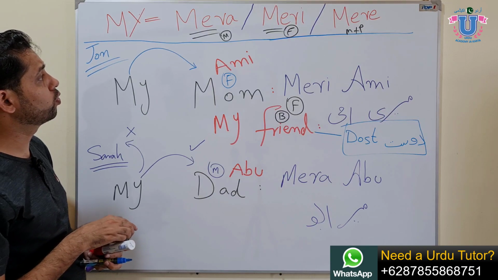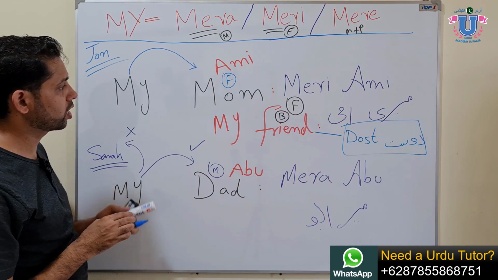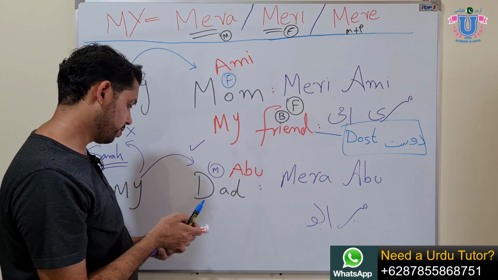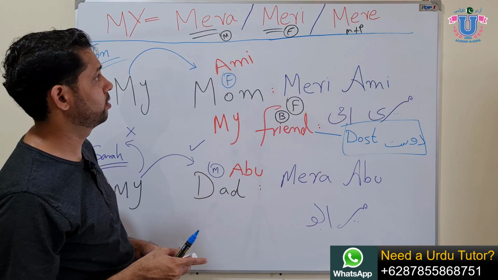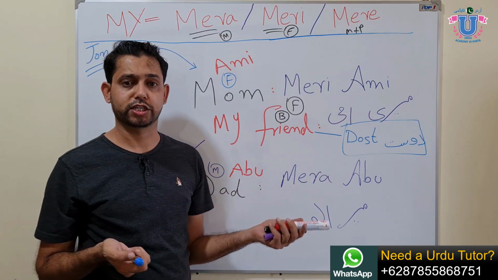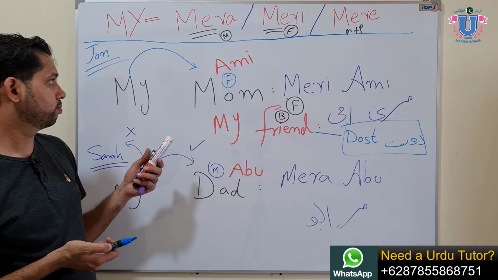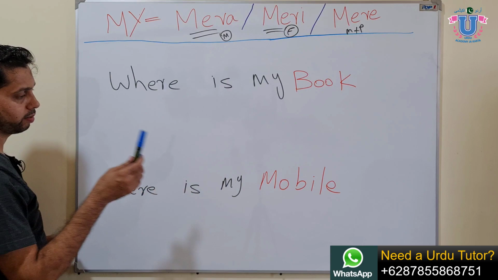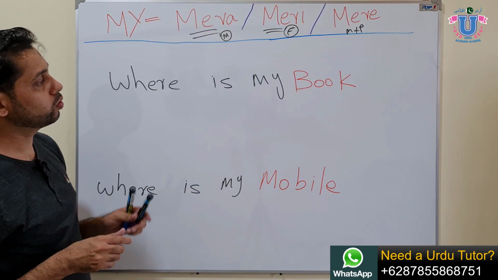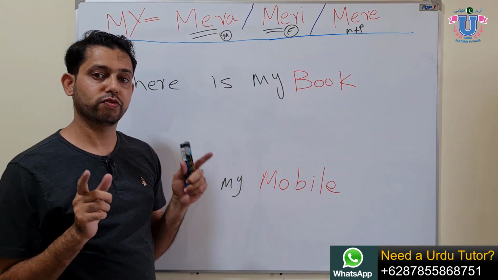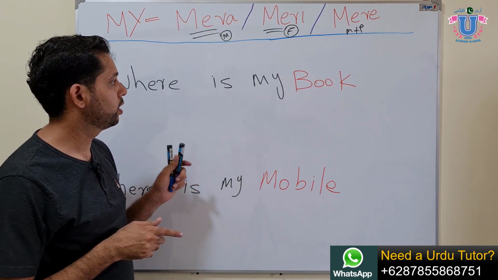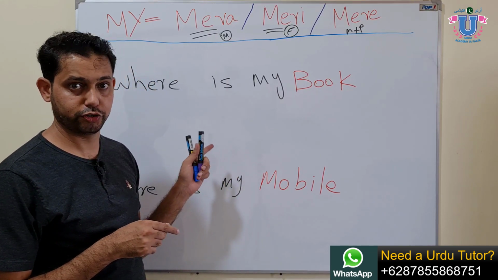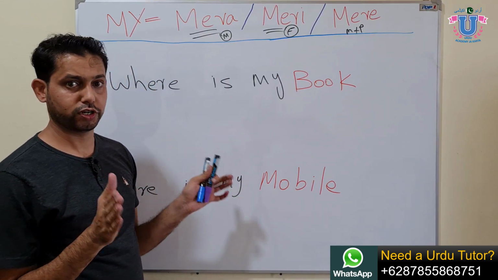Now I will give you some more examples with objects, because when you're talking about mom or dad, definitely we know that mom means feminine and dad is masculine. But what if you're talking about other objects like laptop, phone, book and such kinds of things? Okay, so let's go there and learn some more examples. Here we have two sentences, where is my book and where is my mobile. Okay, in Urdu every noun has a gender. If you want to learn the genders of nouns, you can see my video. I will put the link in the description or maybe in the comment box, so you can see that video. That will help you to learn the genders of nouns.